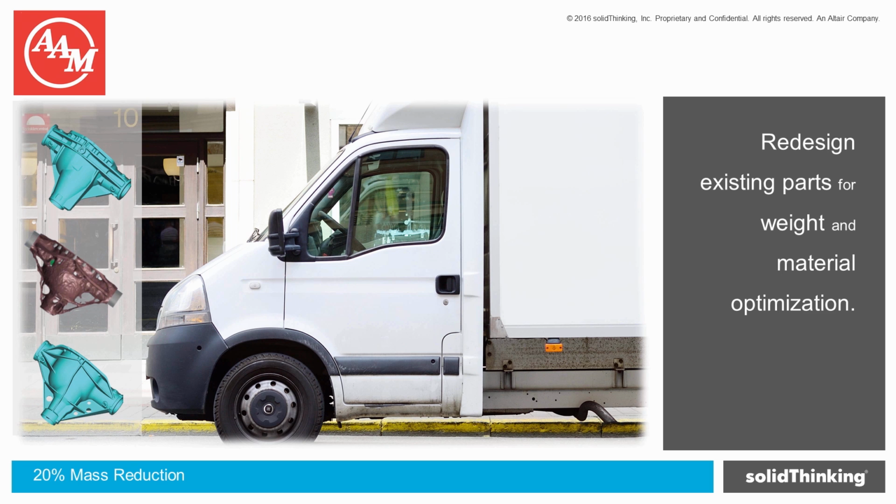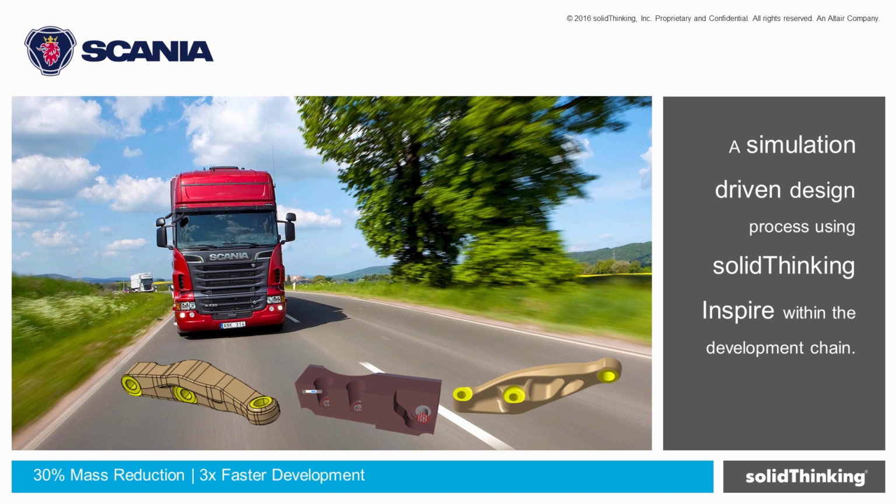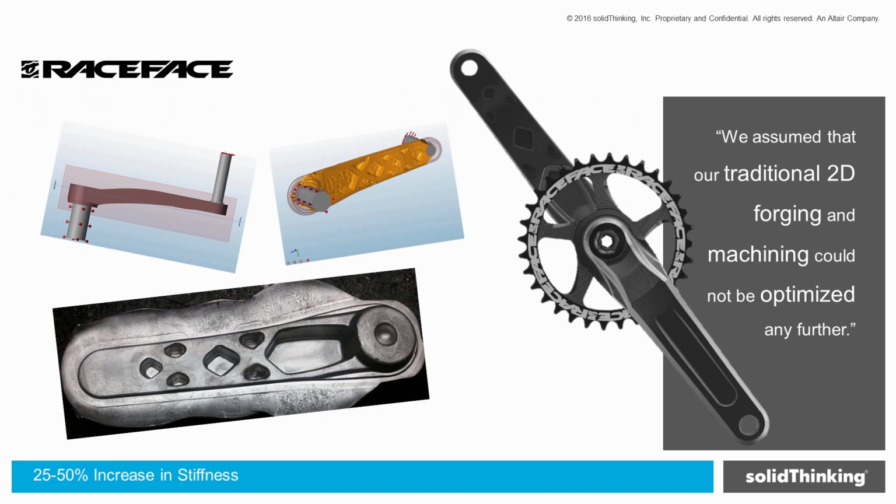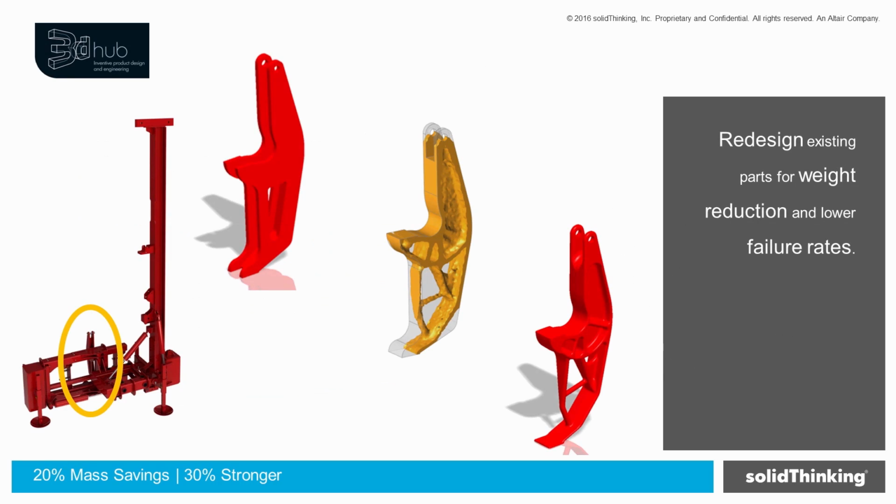It also can mean less manufacturing cost, better fuel mileage, 30% mass reduction on a steering arm linkage from Scania. Here's a bicycle crank from Raceface. They redesigned a part that used to be machined. This part had been available for quite a while, and they felt like they had pretty much optimized it as much as possible. But once they brought on Inspire, they were actually able to find a crank design that increased the stiffness by 25 to 50%, which is pretty impressive.